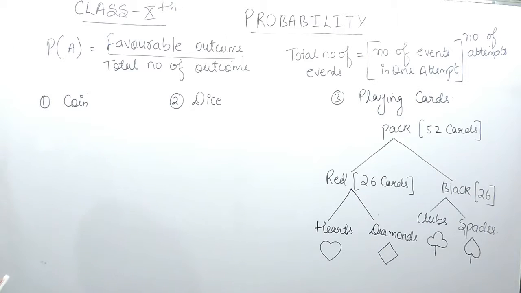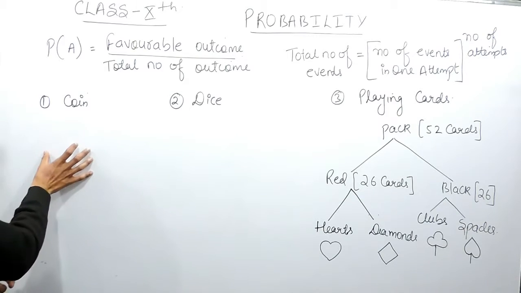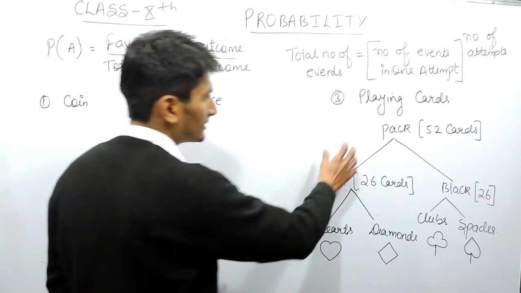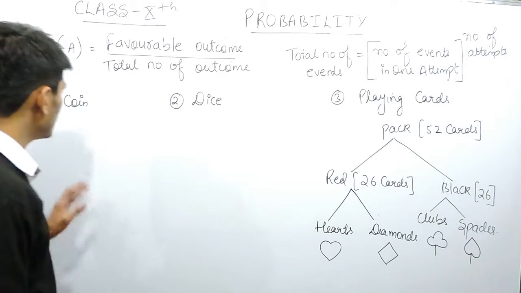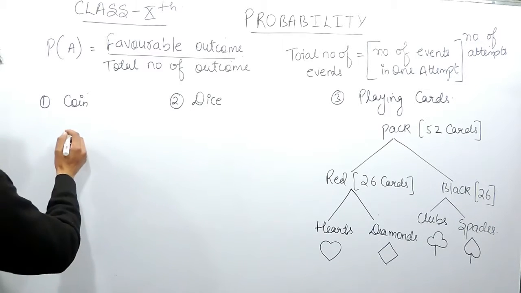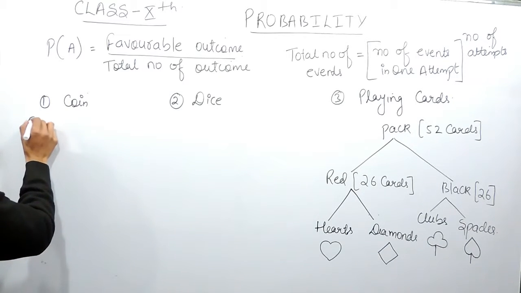So first of all, let's talk about what a sample space is, or you can say what is the total number of outcomes or the favorable number of outcomes. There are three things: the first is a coin, the second is a dice, and the third is a playing card. These are the three things which may come in your exams. First, let's talk about the coin.